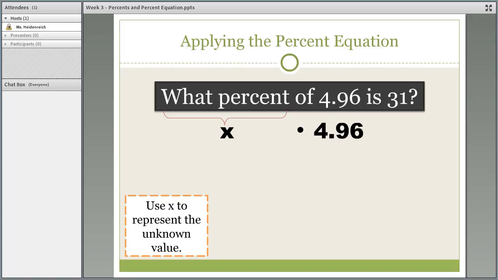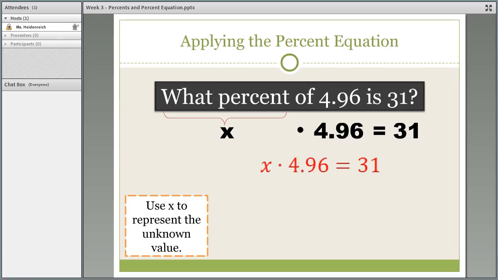4.96 is already a number. And then is an equal sign. And 31 is just a number. So if you notice, I went left to right. And I translated one thing at a time. I went very slowly. And then I have an equation, which we know how to solve equations with x's or variables.